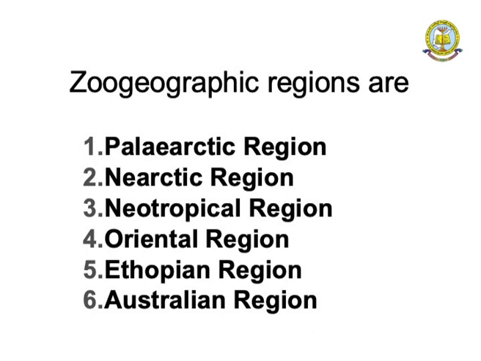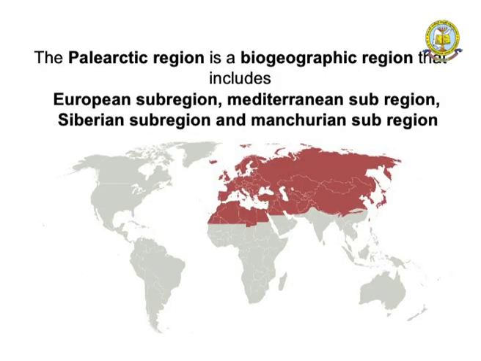When we see the location of the Palaearctic region, the areas encompassing it are the European subregion, Mediterranean subregion, Siberian subregion, and Manchurian subregion. As we have seen, major parts of Russia, China, Europe, and the north of Africa are in this particular region.